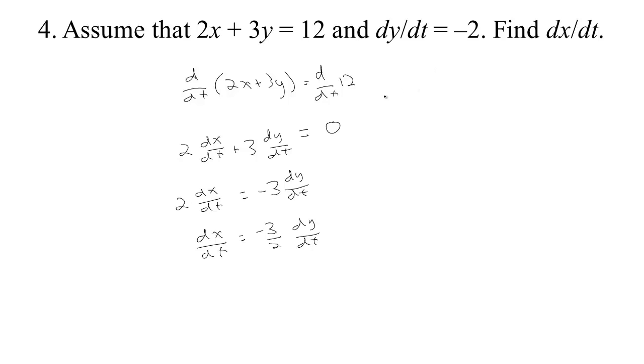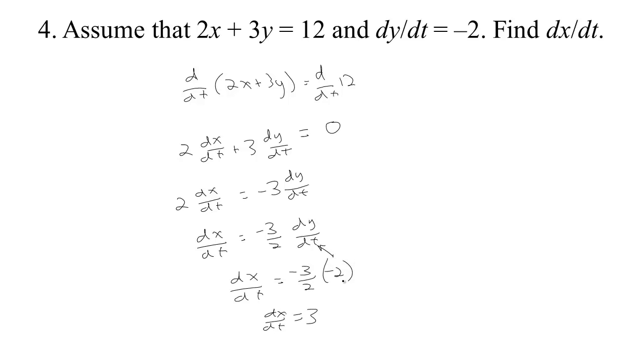Now in this problem they tell us that dy/dt is negative 2, and they ask us to figure out what is dx/dt then. So if dy/dt is negative 2, we could just plug that in, right? Negative 2 times negative 3/2 would be 3, so we see that dx/dt is 3.